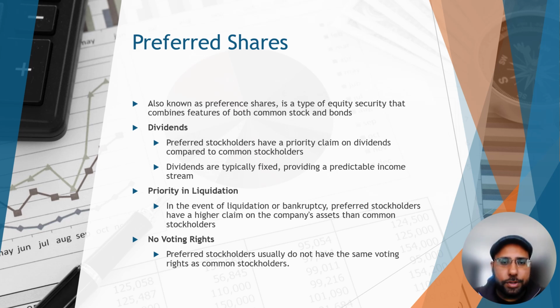Now, when it comes to the liquidation element, preference shareholders will rank higher. They will have a higher claim on a company's assets before any other shareholder will. In the event of any form of liquidation, you've got to be prepared that ordinary shareholders do stand to gain the most, but they do also stand to lose the most. So they will always be at the bottom of the table. But when it comes to preference shareholders, if there are any assets left over, they will tend to be paid first.